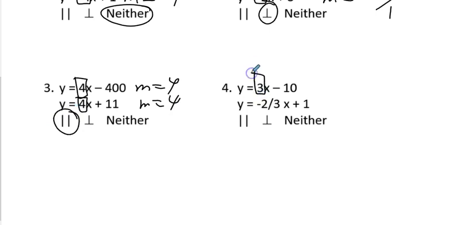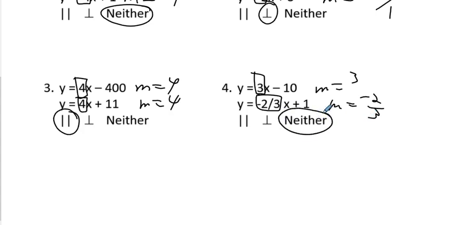Here we have 3. Here we have negative 2/3. Again, yes, we do have one positive, one negative. We have a 3 in both of them. But 3 over 1 does not flip to 2 over 3. If the first one was 3 over 2, we would have perpendicular lines. But since we do not have a reciprocal, it's neither.